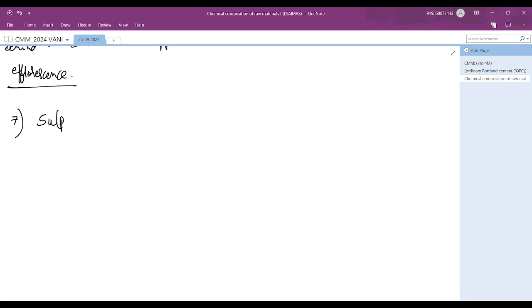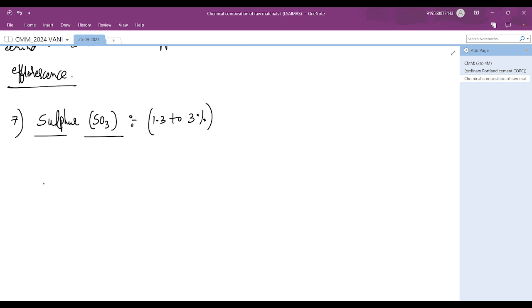Sulfur. This sulfur, in the form of sulfur trioxide, is present at 1.3 to 3%. So generally it makes cement sound. Cement sound means no volume change, but if excess is present, then obviously it makes the cement unsound, like lime.